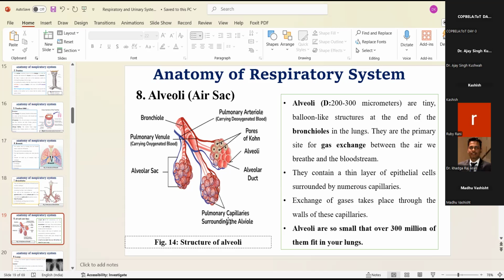This is very important as an MCQ question. Sometimes they can ask it in national exams also. Which part of the respiratory system is responsible for the exchange of gas? That is the alveoli or air sac. It consists of a very thin layer of epithelial cells surrounded by capillaries, and the lungs contain more than 300 million small air sacs. You can just imagine how many air sacs are present inside the lungs.